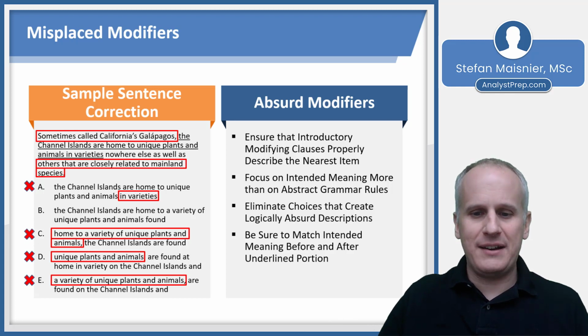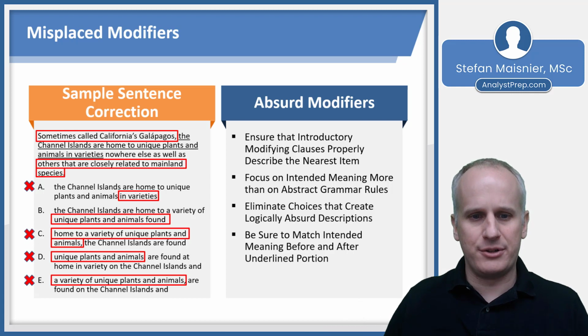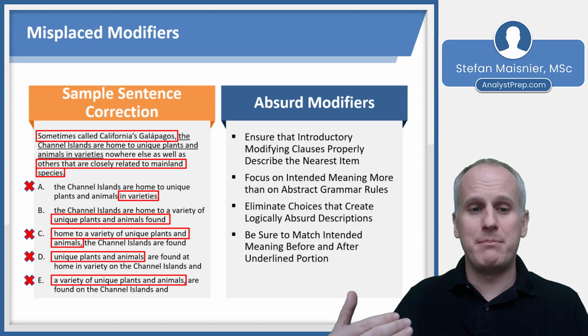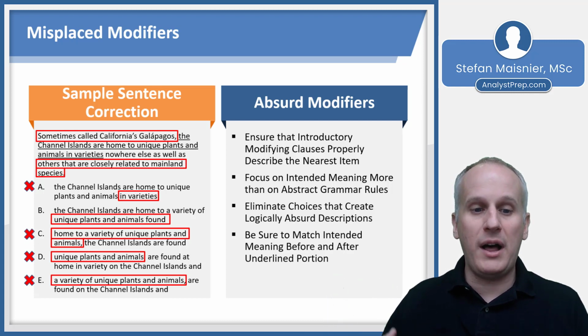So then, of course, we always need to read our answer back into the original at the end. And in this case, we can see that unique plants and animals can be compared to other unique plants and animals that are closely related to mainland species.